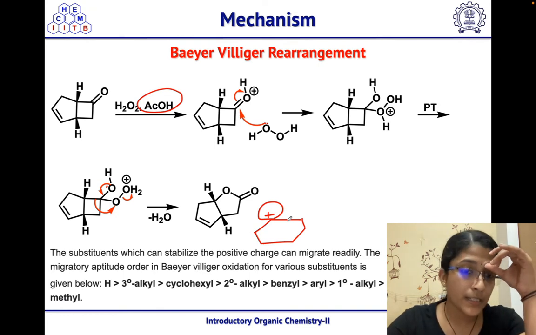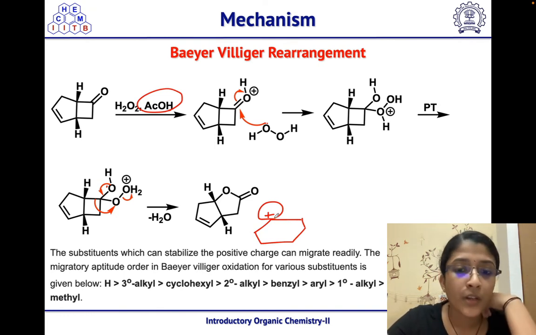What is the reason exactly? I don't know. Maybe because there are more carbons attached to the system than that of a normal secondary alkyl. That is the reason why this cyclohexyl carbocation can be stabilized. Will be more stabilized than a secondary one. Thank you.